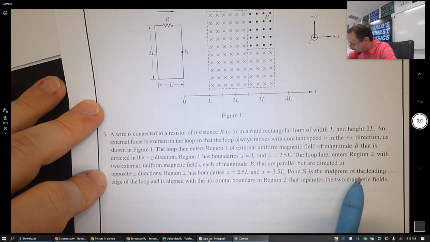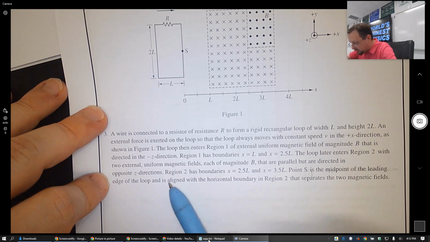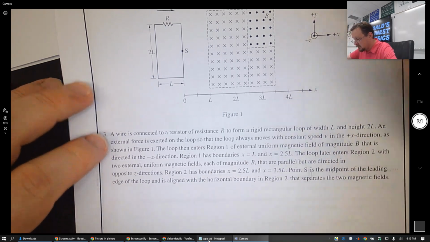Point S is the midpoint of the leading edge of the loop and is aligned with the horizontal boundary of region 2.